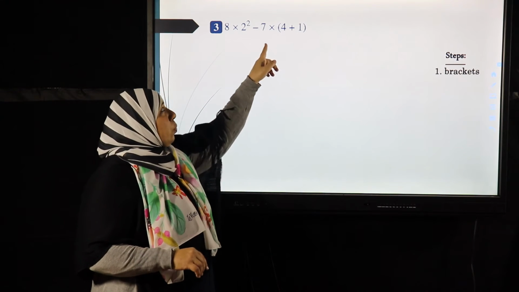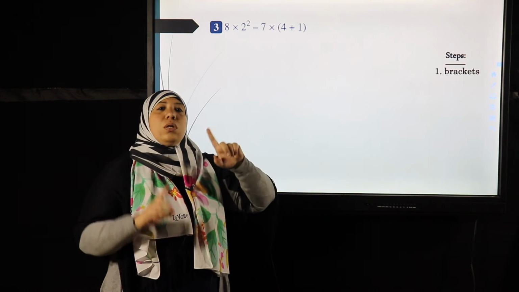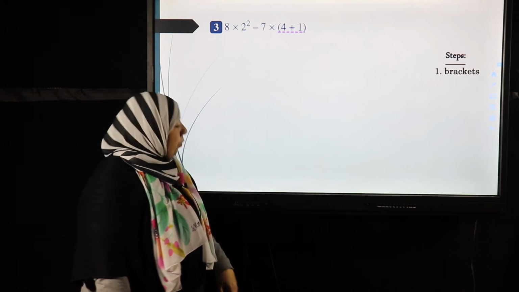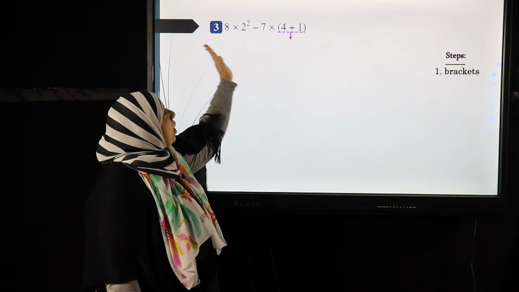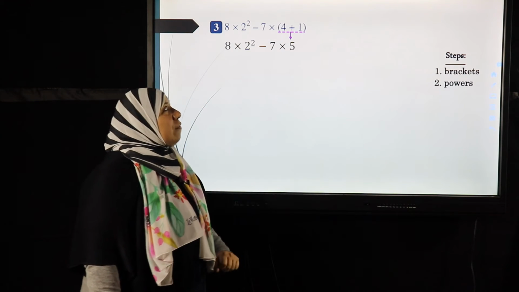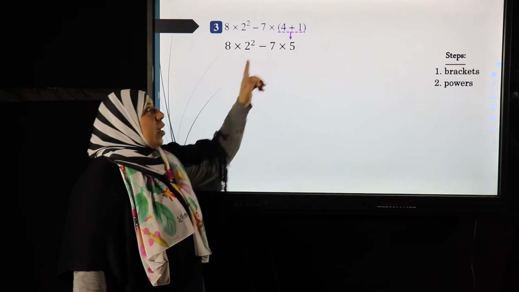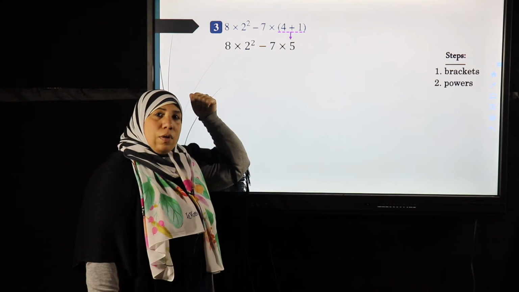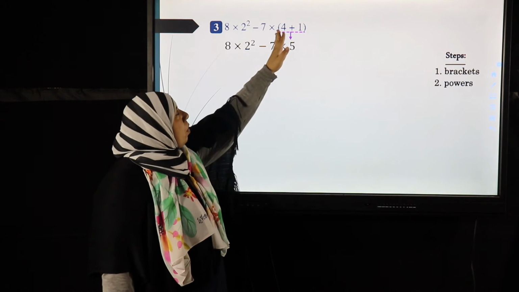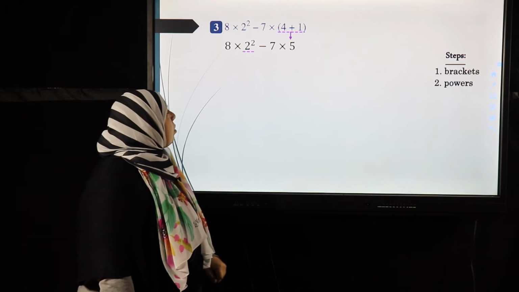But if this operation comes inside a bracket, we do it first. So if he wants to do 4 plus 1 at the first step, we should put it inside a bracket. Here 4 plus 1, and write all the problem as it is till we come to 4 plus 1 equal 5. Don't find the answer and write it at the first of the problem. No, it's in its place. So the last number, 4 plus 1, will be the last number 5.